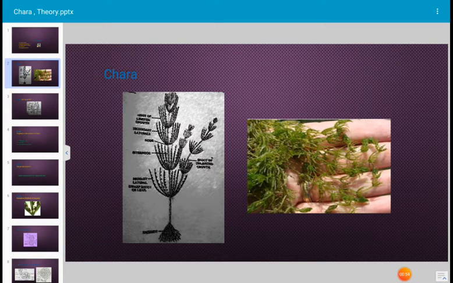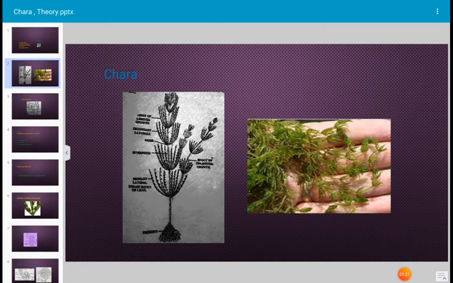Mostly the plants are attached to the sandy bottom of the water tank, and it produces a rhizoidal system for the attachment of the thallus. Let us see the structure of the Chara plant. Chara is cosmopolitan. That means it occurs throughout the world. Chara is widely distributed and distinguished from one another on the basis of its gametes or sex organs.